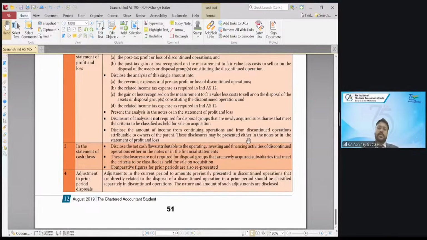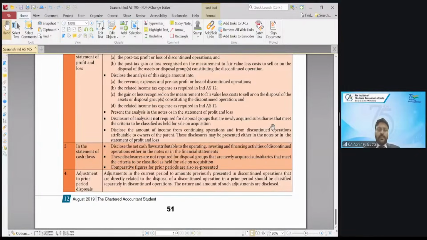This disclosure may be presented either in the notes or in the P&L, right? Always, whenever there is a choice to disclose or present something on the face of the P&L or in the notes, we always choose the notes, right? Because we don't want to unnecessarily distort the presentation of the main P&L or main balance sheet, unless and until there is a specific requirement to present it on the face itself, right?